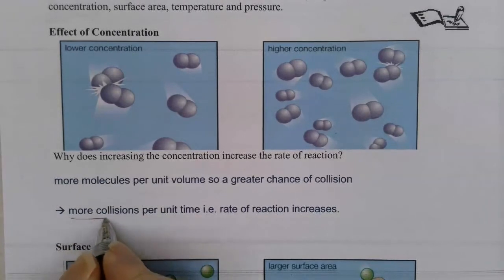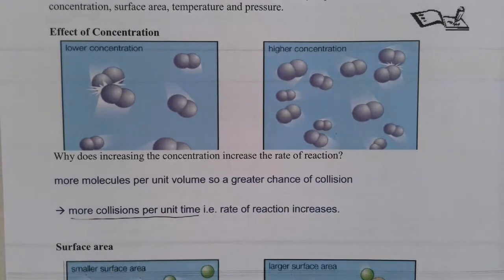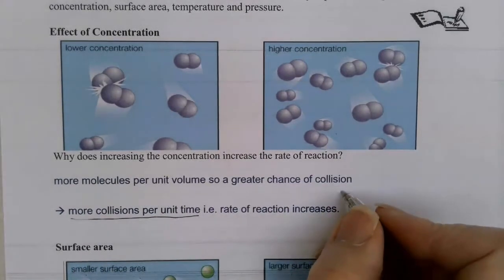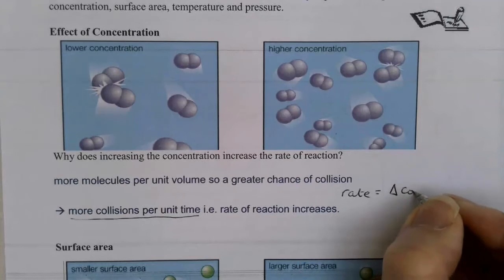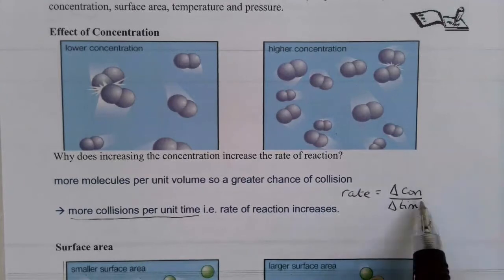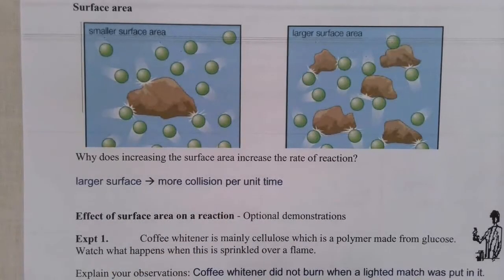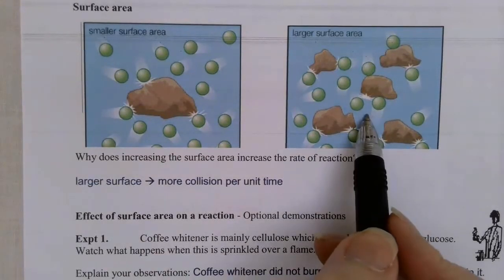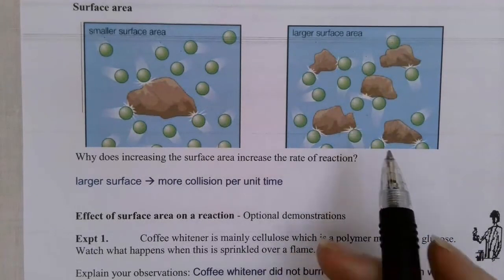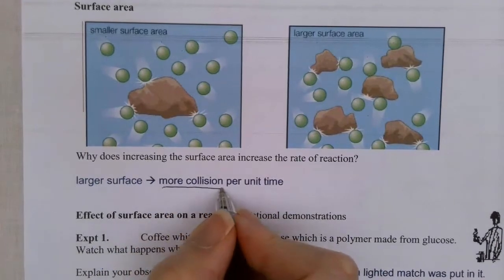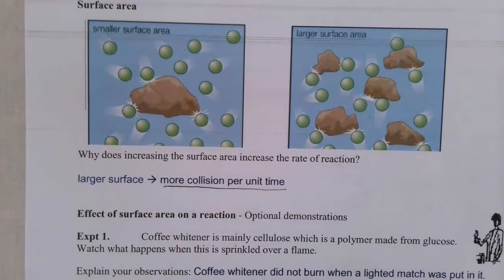And you have to be careful to specify the time part of this. What you need to understand is that the rate, and I'll come back to this later on, is equal to the change in concentration over change in time. So we always talk about a factor of time, per unit time or per second or per minute or per hour. So the surface area, we have the same argument. With the larger surface area, by turning it into a powder, we get more surface for the molecules to attack, and again we get more collisions, again per unit time.